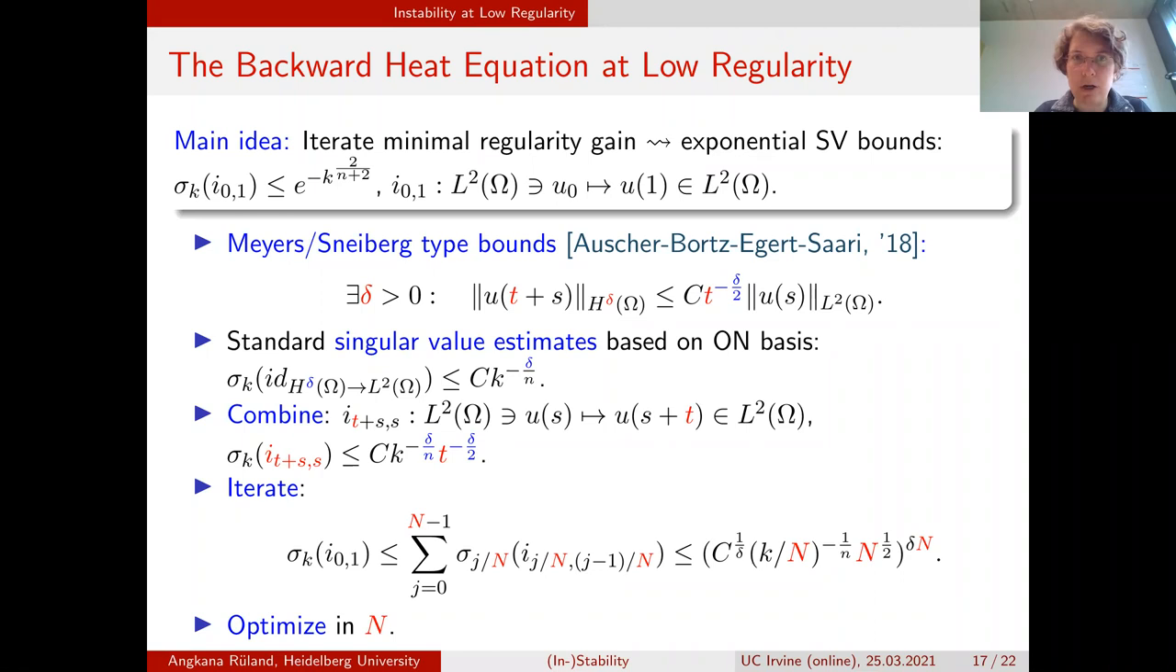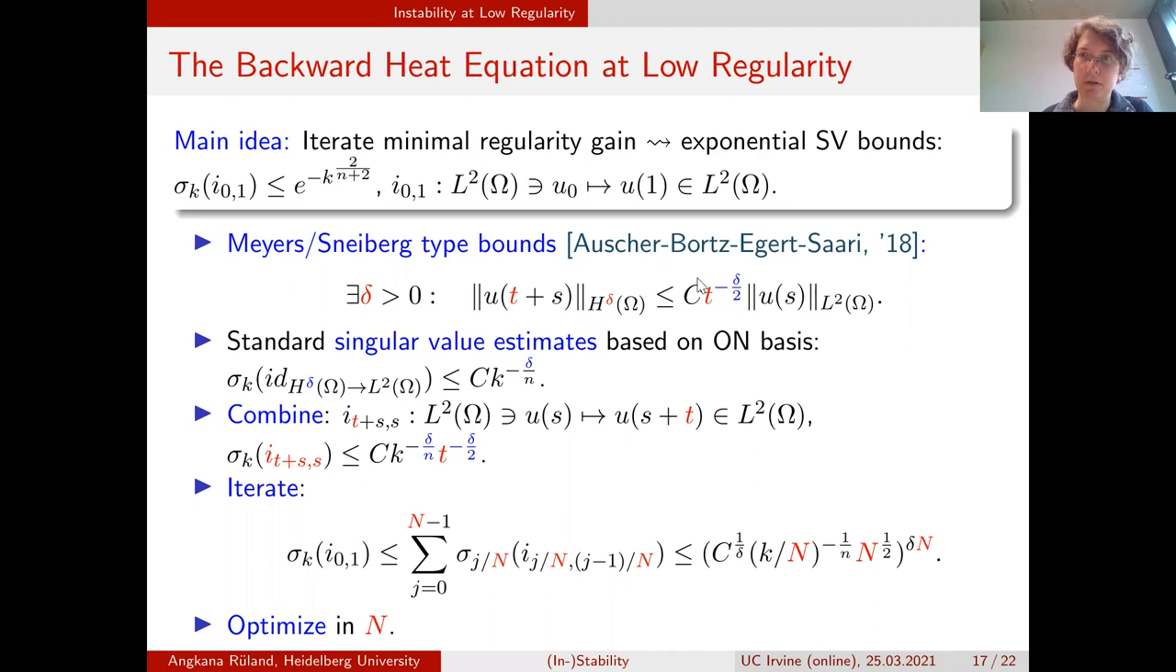Well, it's a competition between gaining a very tiny little bit of regularity in the form of some kind of Schauder type bounds, which follow from essentially an adaptation of some results due to Auscher, Bortz, Egert, and Saari, whose results can be modified to show that one has a little tiny non-explicit gain in regularity with respect to initial data. So if you let the solution evolve, you will gain something in regularity, of course, with the price of scaling in the distance you were moving forward.